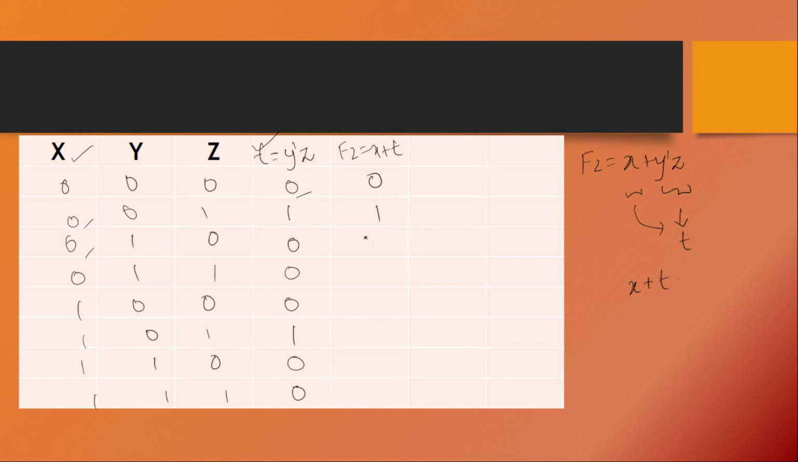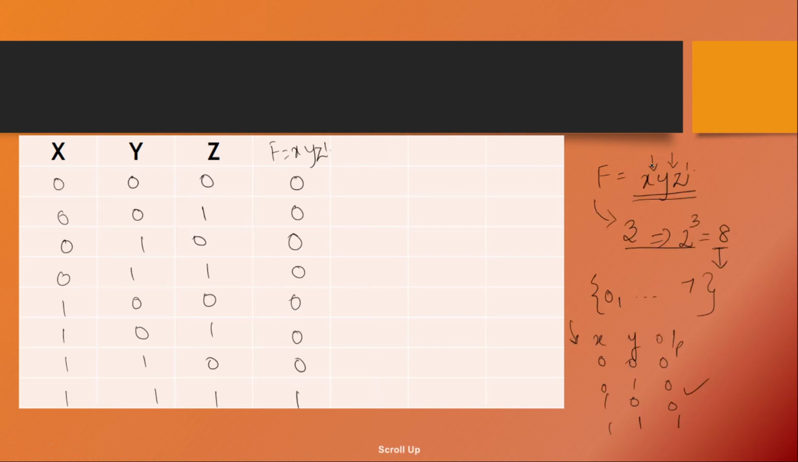0 or 0 which is 0. 0 or 0 which is 0. 1 or 0 which is 1. 1 or 1 which is 1. 1 or 0 which is 1. And finally 1 or 0 which is 1. So this is your final output column. So we have drawn the truth table for this function f2 is equal to x plus y dash z.